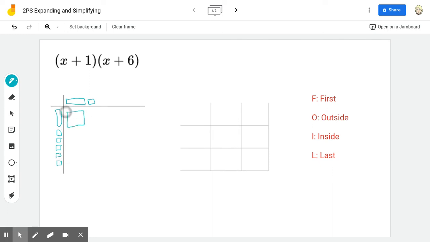But x times x is x squared. 1 times x is x. And we'll have 1, 2, 3... I missed one. 6. So 1, 2, 3, 4, 5, 6. We're pretending these are all rectangles. And then we get like that. So here we have x squared.